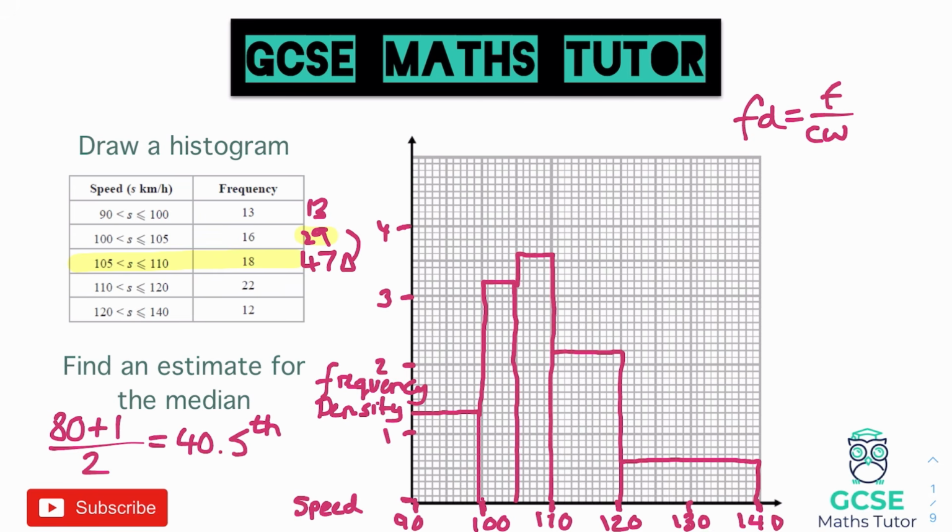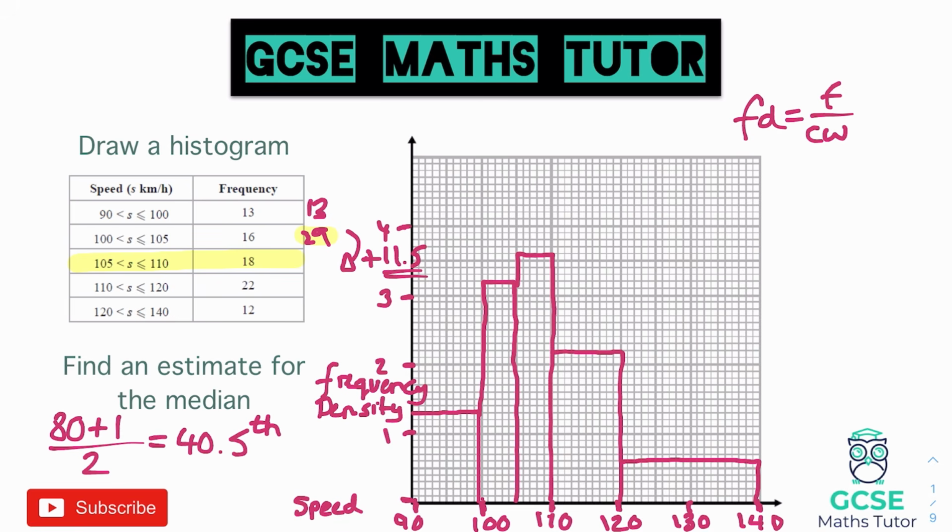So that would be plus 11.5. So we want to find out where that 11.5th person lies, and we can do this as a fraction. If we get rid of that 47 there, because we don't really need that, we just know that that 40.5th person is going to be there. So what's that going to be as a fraction?